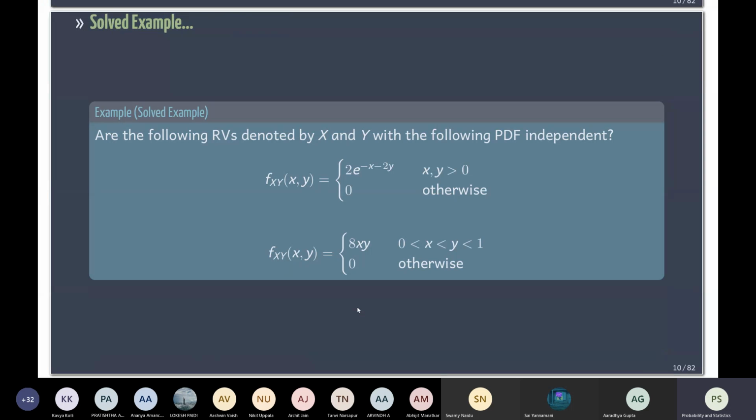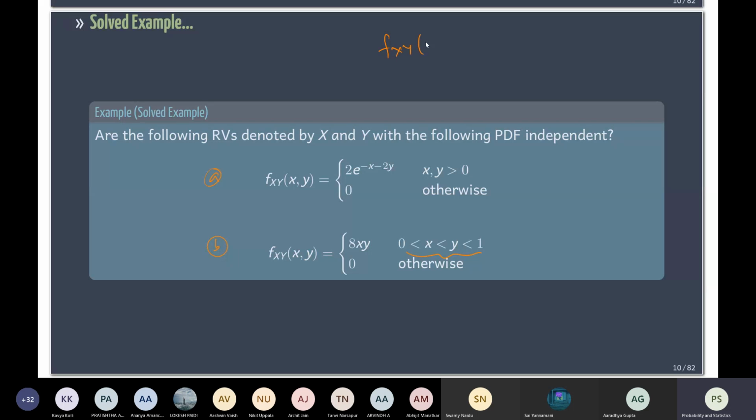So let us see an example of independence. Let us consider this joint PDF. There are two cases of joint PDFs given to us. Are they independent? Can I write this as a product? Obviously, these limits also have to be taken into account when you are writing the product, so the product should be valid.